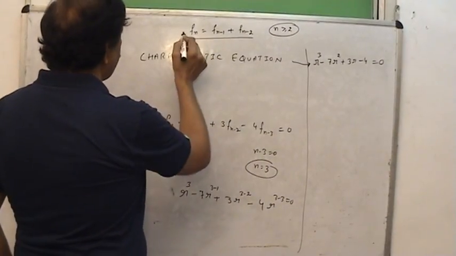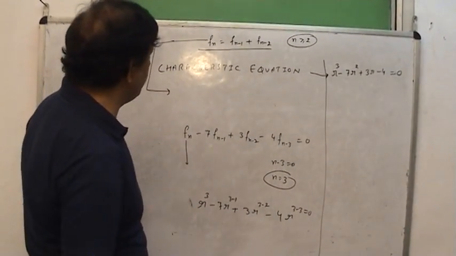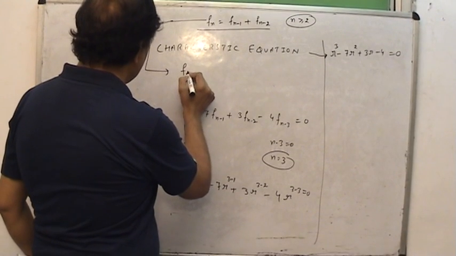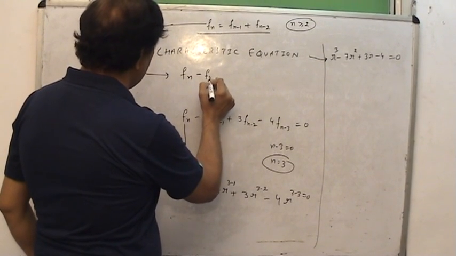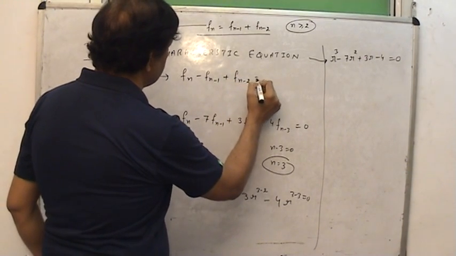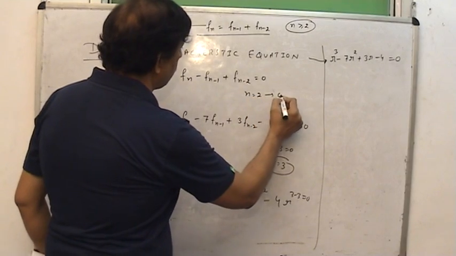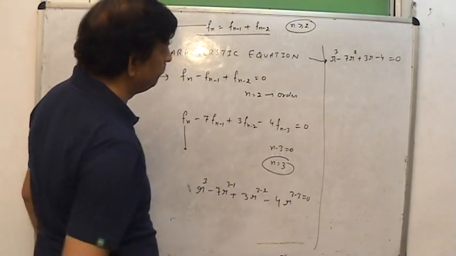If we see the Fibonacci number recurrence relation, here we can write it in the form Fn minus Fn minus 1 minus Fn minus 2 is equal to 0. Here n is equal to 2. It is the order.